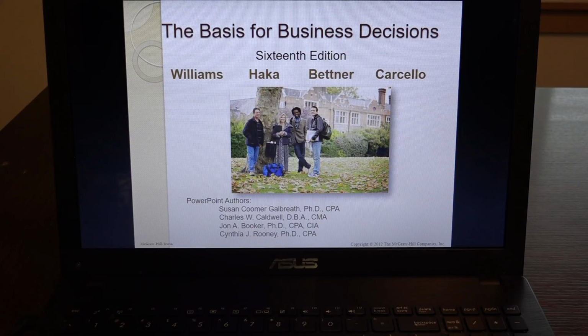So even though you're not an accounting major or not planning on it, I hope some of you do, you need to understand these accounting concepts. So that's why this is an important class for all business students, not just accounting majors.